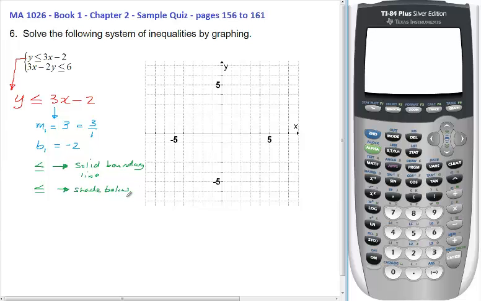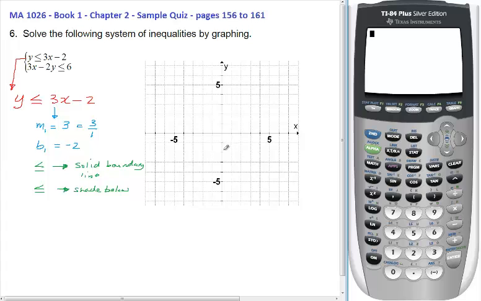Okay, so 4 things. Slope, check. Y-intercept, check. We know solid, check. Boundary line, and shade below. Okay, so 4 things for each inequality. Now, let's graph that one before we move on to the second one.